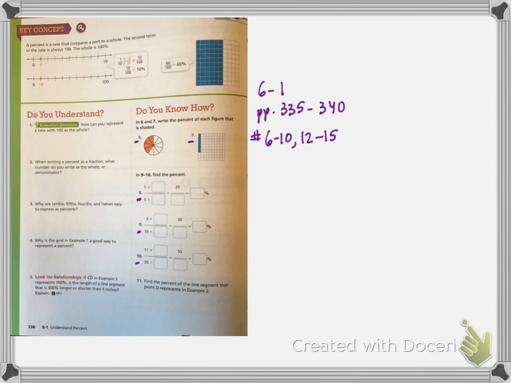So on today's lesson, you're really going to be looking at some of those more straightforward problems, going to a number out of 100 for percent. So your assignment is on pages 335 to 340, numbers 6 through 10 and 12 through 15. You can always take a picture and upload it to Schoology, or I can just trust that you are solving these problems. I will also post the answer key for this chapter in our folder in Schoology.